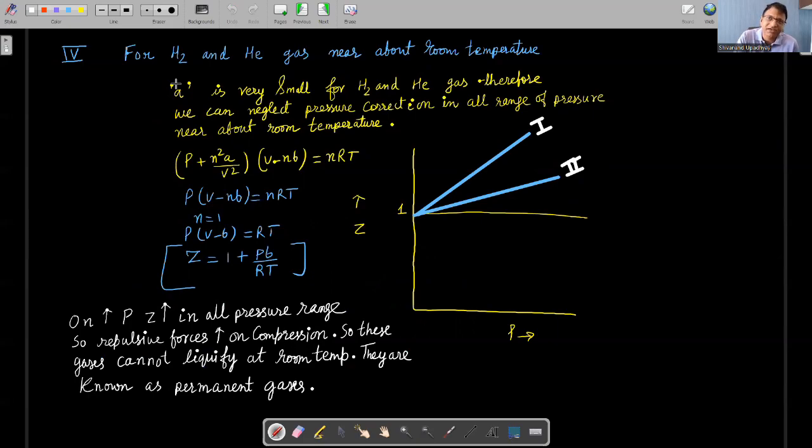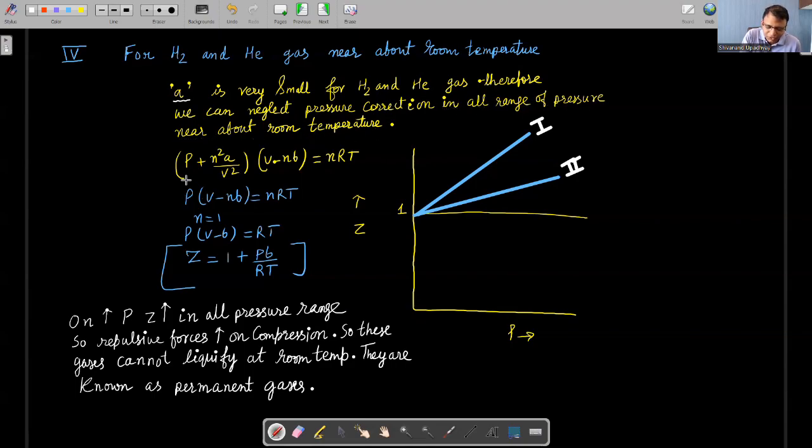When we have to liquefy the gas, we have to decrease the temperature below its critical temperature, which is very low. So at room temperature, this gas has repulsive forces, right? So that's why this is known as permanent gas. We are not discussing temperature here, we are discussing the effect of pressure. So for hydrogen and helium gas, the value of A is very small. Therefore, we can neglect pressure correction in all range of pressure near about room temperature.